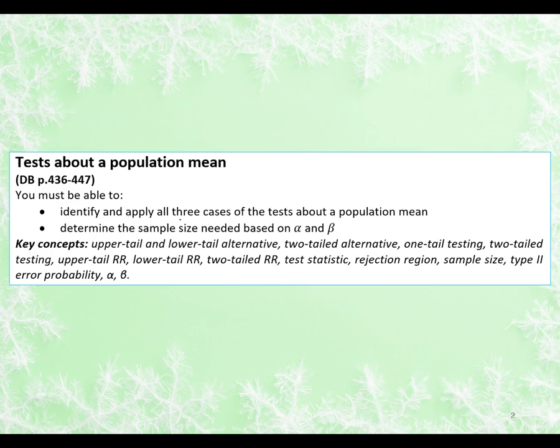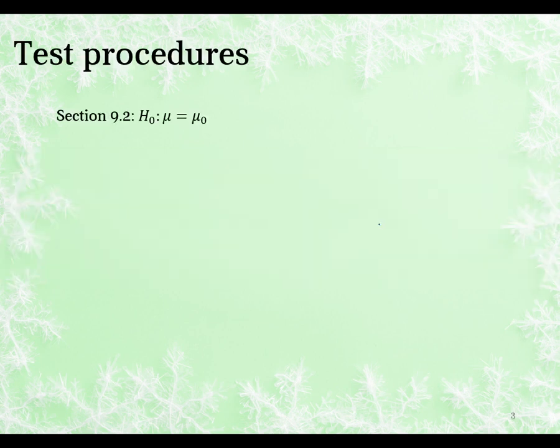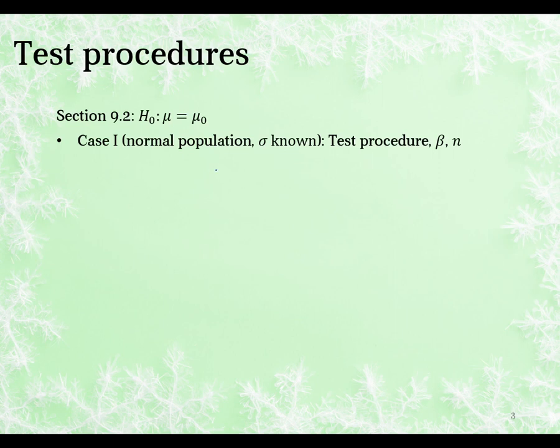So there are 3 cases that we will consider in section 9.2, and then you will also need to be able to determine sample size based on alpha and beta, which we discussed in the previous video. Now let's just go through some basic testing procedures. So 9.2, we are going to look at tests for the mean for 3 different cases. So the first case, like I mentioned, is for normal population with a sigma known.